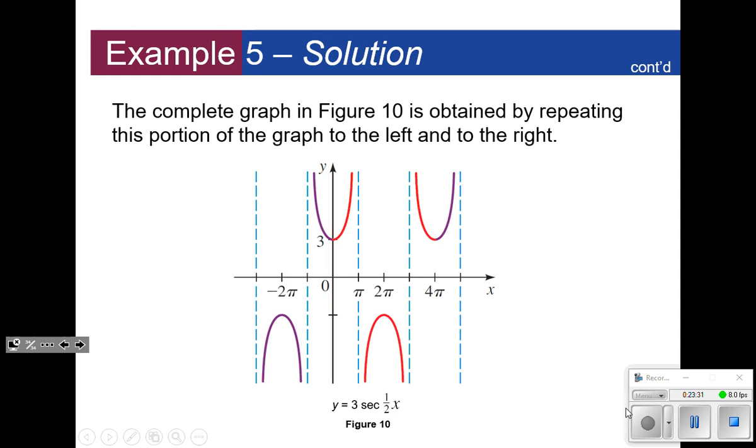Notice, again, from here to here is a full cycle. That is 4 pi in length. From here to there is 4 pi. That gives us one full period. And again, this is the secant function, so it is on top of the cosine, if you will.